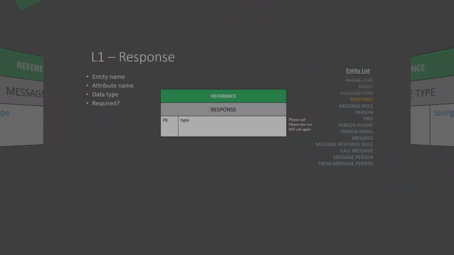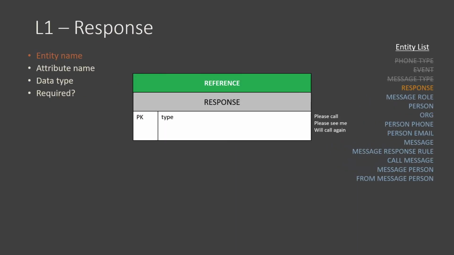Moving to the response entity, the team immediately sees that the name is too general. Seeing the sample values, this entity also does not contain actual instances of responses, but only a type of response. It's also clear that these responses only apply to messages, so the entity name is updated to message response type. The attribute name type is also updated to be as specific as the entity name. The string data type and required indicator are added as well for this primary key attribute.